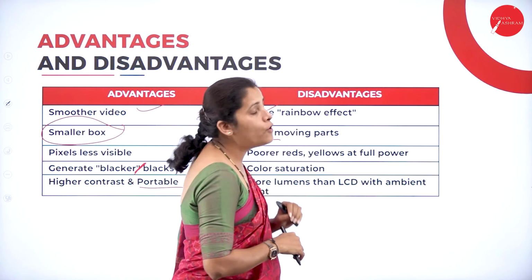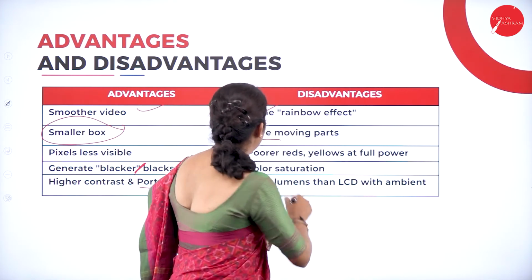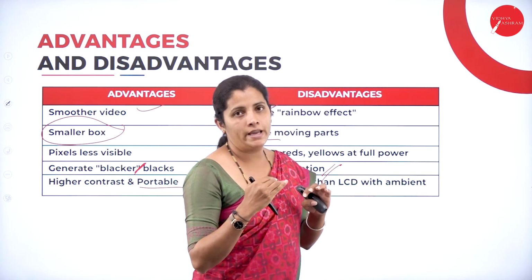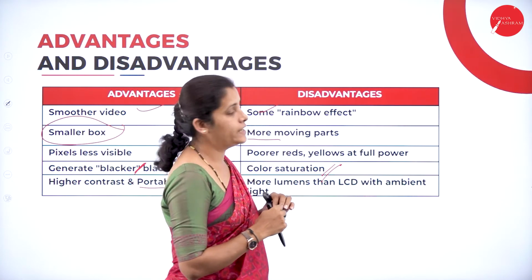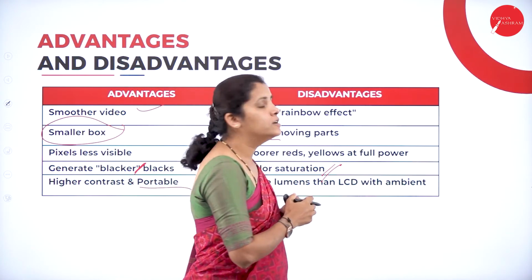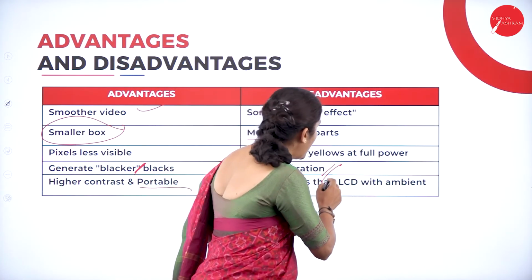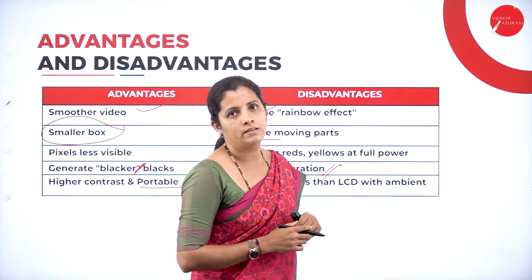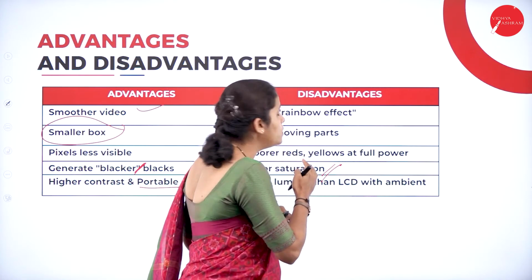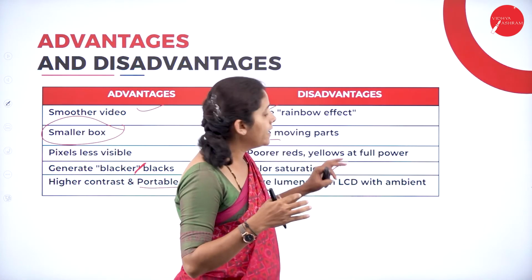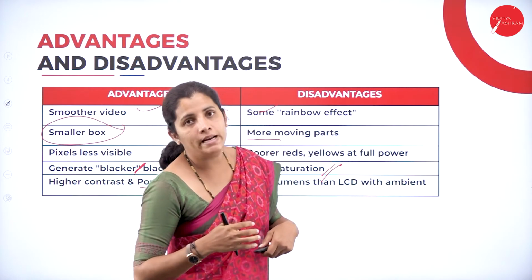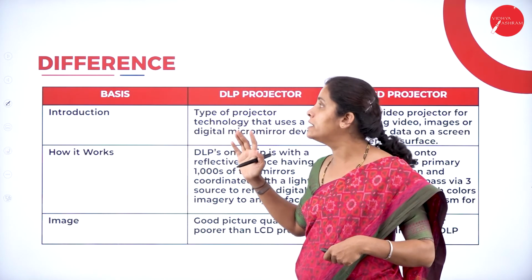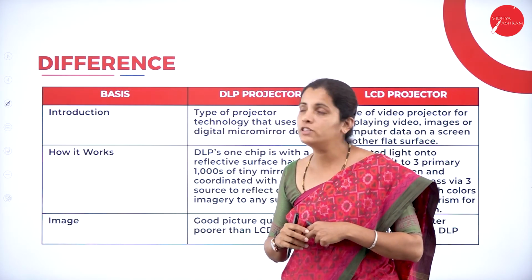Then the fourth disadvantage here is color saturation, so the color may vary. Then the last disadvantage here is more luminance than LCD with ambient light. So I repeat, more luminance than LCD with ambient light. These are some of the advantages and disadvantages of DLP projector.